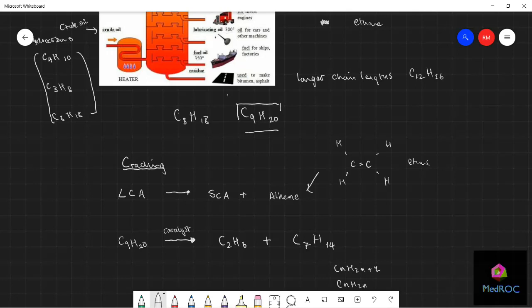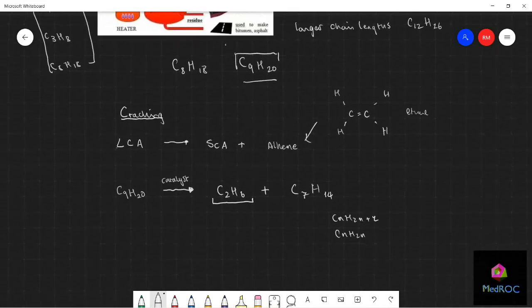Now, the one problem with cracking is you can't decide what shorter chain alkane you're going to create. For example, the covalent bond could break at any point in this. So you could end up with C9H20, and we'll write the catalyst, and say you could achieve a C4H10, a butane, and to satisfy this equation, C5H10. So this process is extremely random.